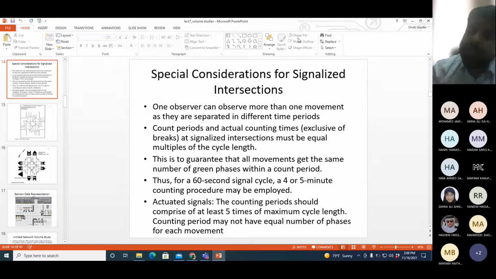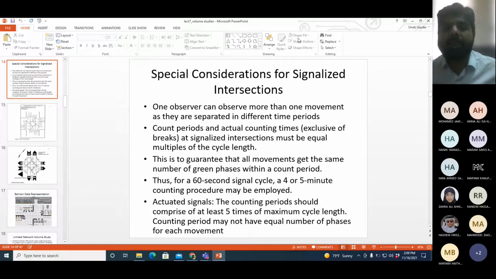Okay, so if you make the counting period 6 minutes and your cycle length is 1.5 minutes, then you will complete 4 complete cycles. That means all movements received green time or the green indication 4 times. Okay, so if there is a variation, the variation would be because of the volume, not because of the counting period. Okay, so this is the reason that the counting period should be a multiple of cycle length.